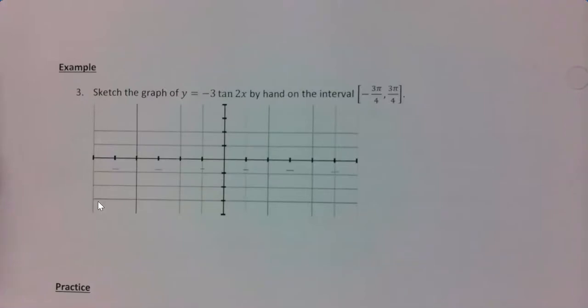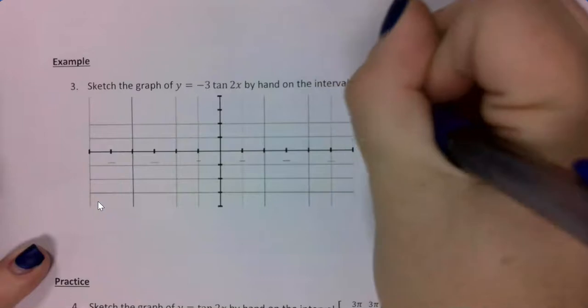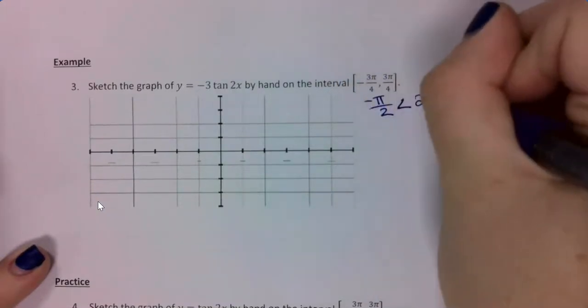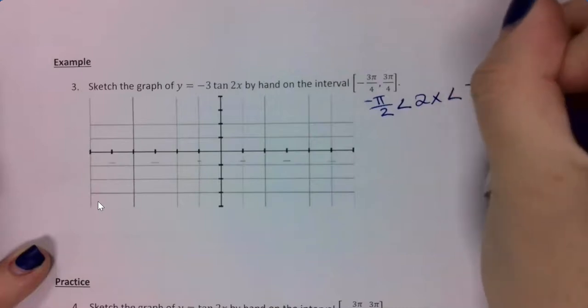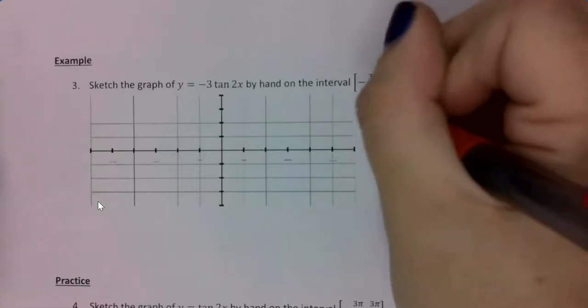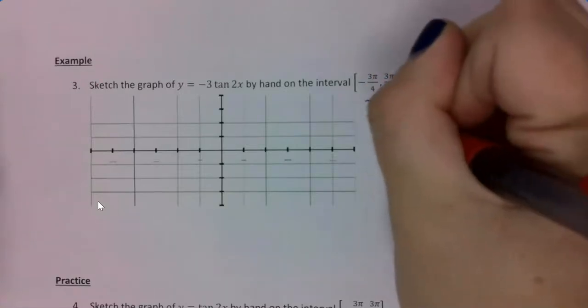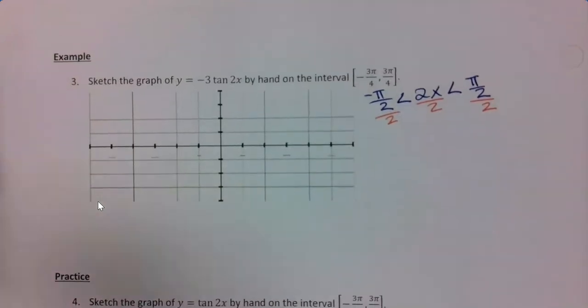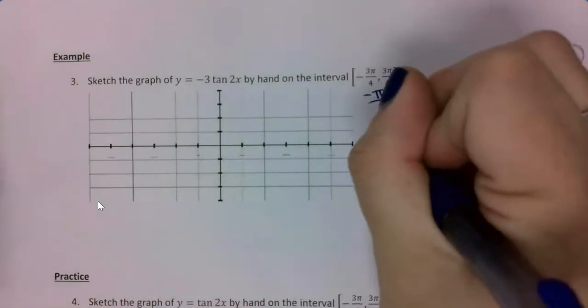Okay. Guys, quiet down. So this one, same idea. I'm going to start off between negative pi halves and put my middle piece in between. So how do I get this x alone? I want to divide everything by 2. So half of a half is a fourth.